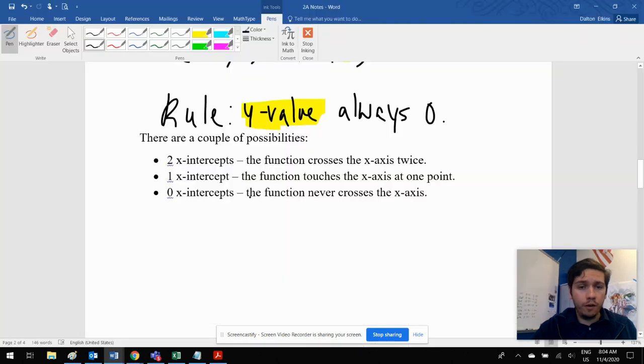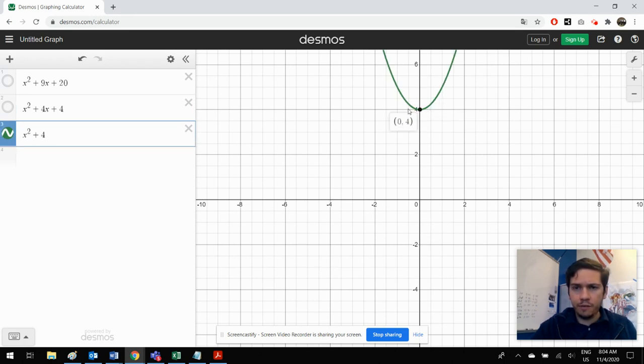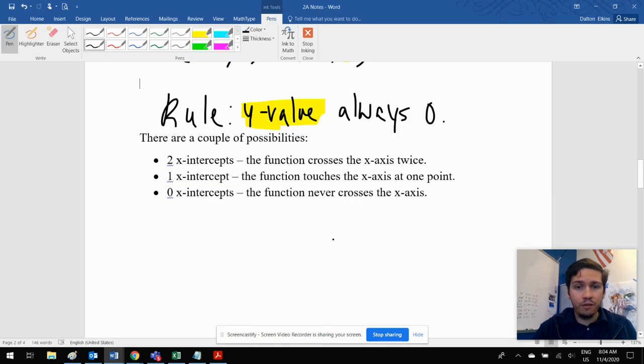There's one final scenario where there are 0 x-intercepts. The function never crosses the x-axis. It's an example like x squared plus 4 right here. There's not even a middle value. There's no plus x at all. It's just completely skipped. So here we don't even cross this line. We just have a vertex right there. There's nothing else here. There's no crossing this line. So there are 0 x-intercepts.